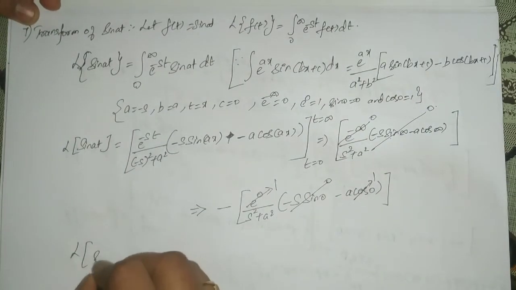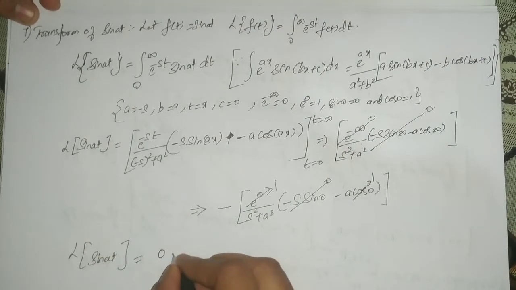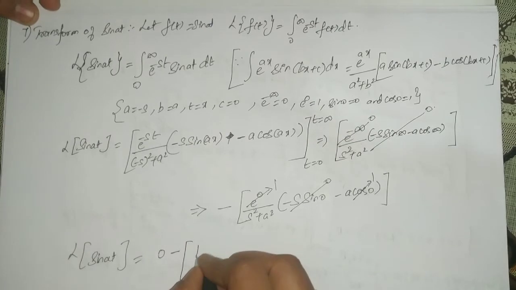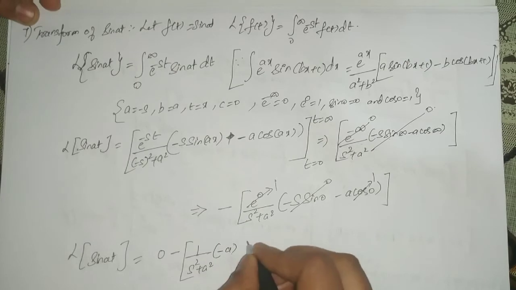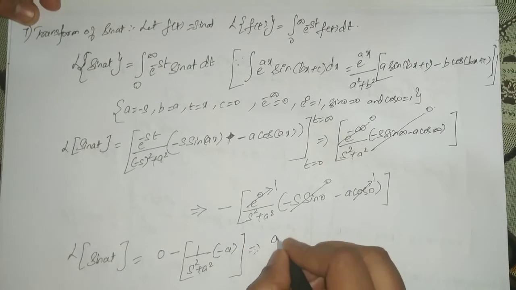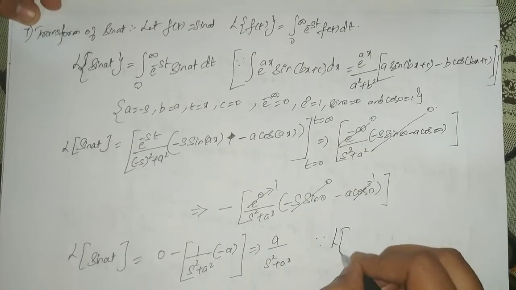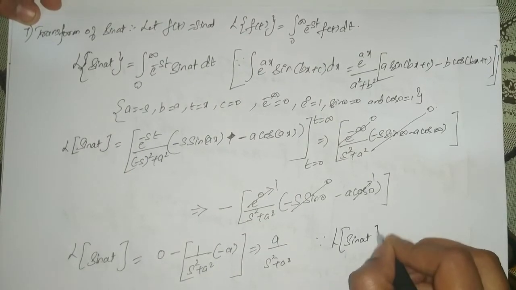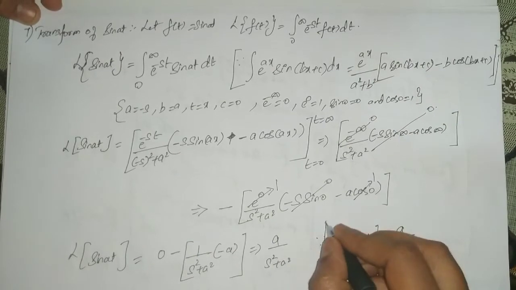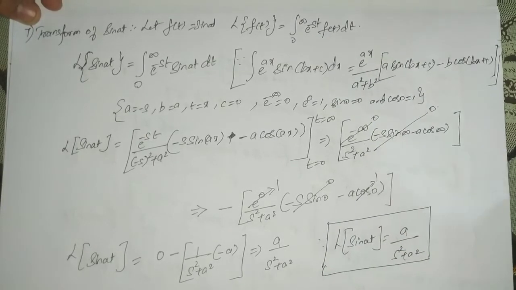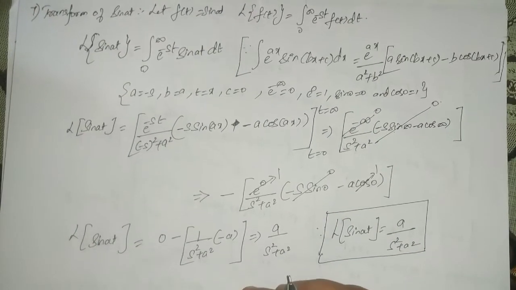So Laplace transform of sin at is equal to, first term is 0 minus of 1 by s squared plus a squared into minus a, that is a by s squared plus a squared. Therefore Laplace transform of sin at is a by s squared plus a squared. This is a standard formula for Laplace transform of sin at.